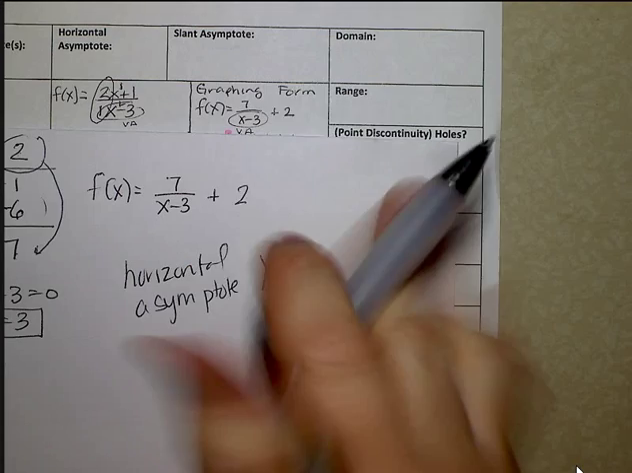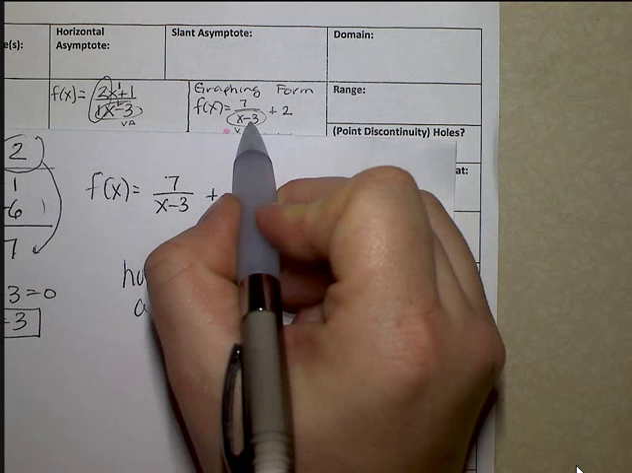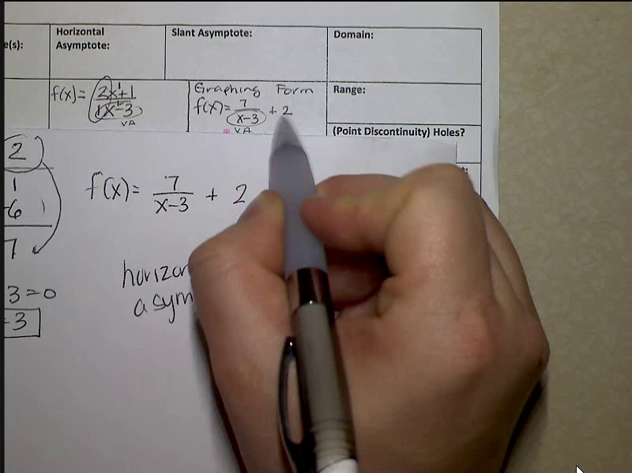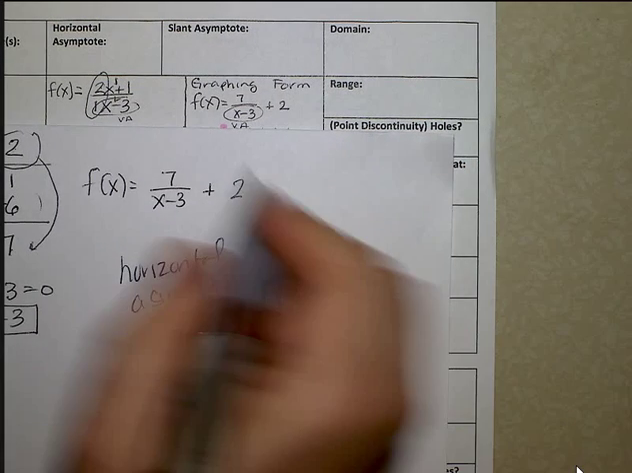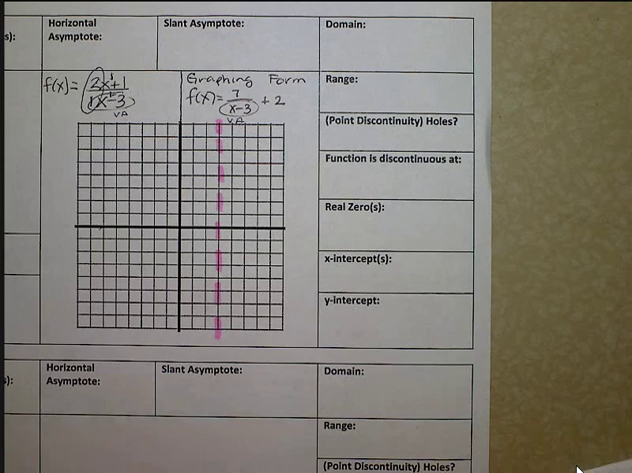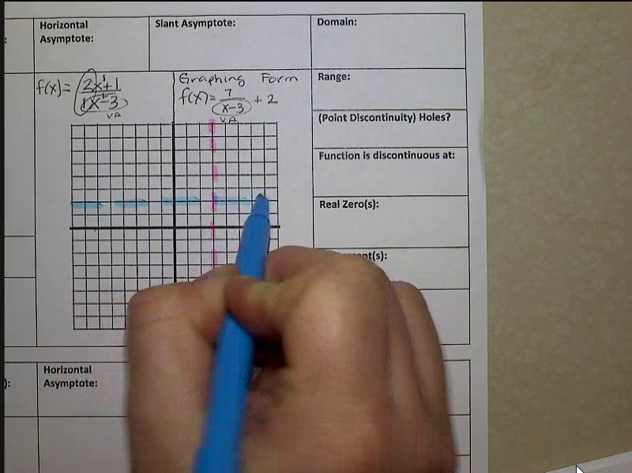So that's when it's in this form. Now in the graphing form, it's the number that's hanging out in back. And you always include the sign. So if this would have been a subtract 2, it would have been negative 2. In this case, it's positive. Again, they're the exact same things, just different form. So now go on to your graph. Go to y equals 2 and make a dotted line going across.